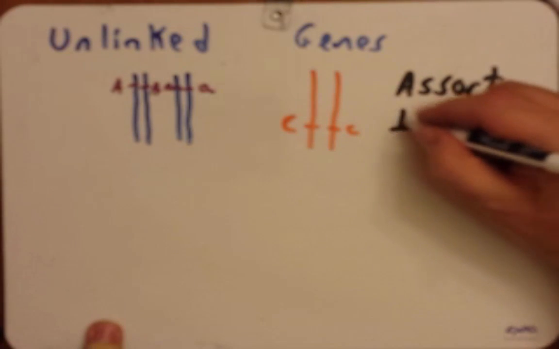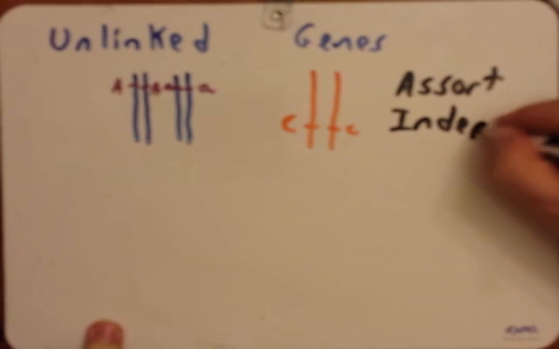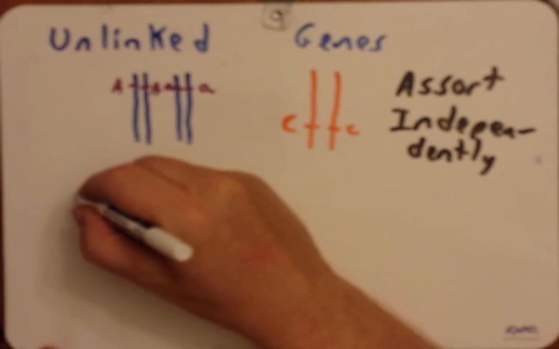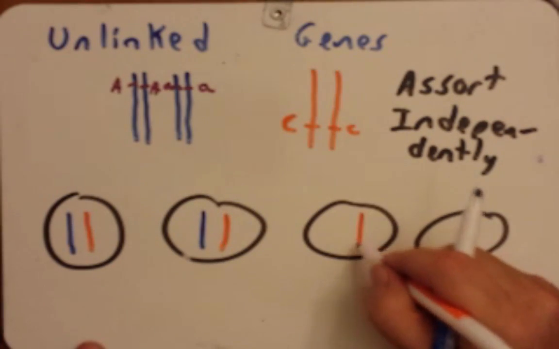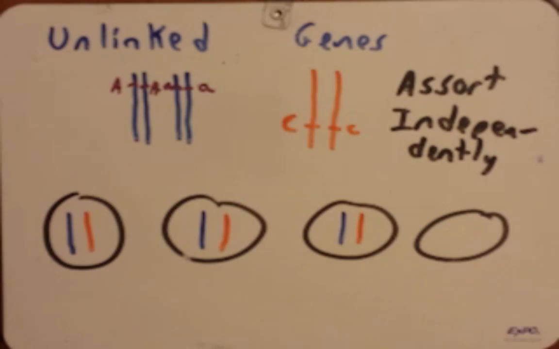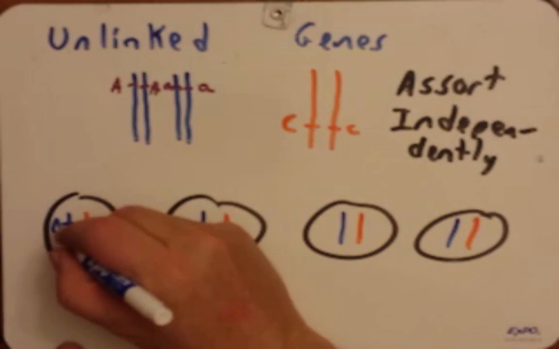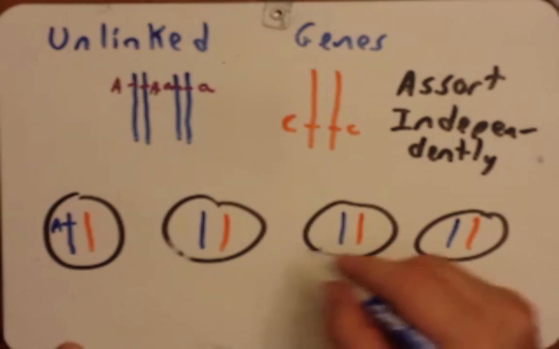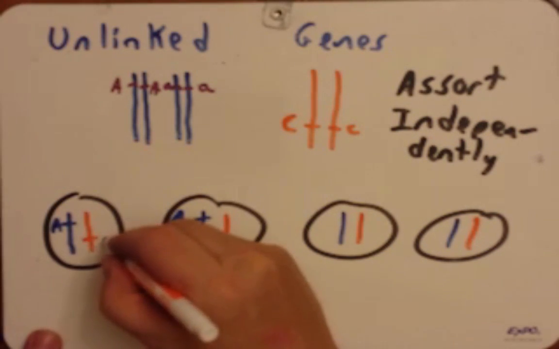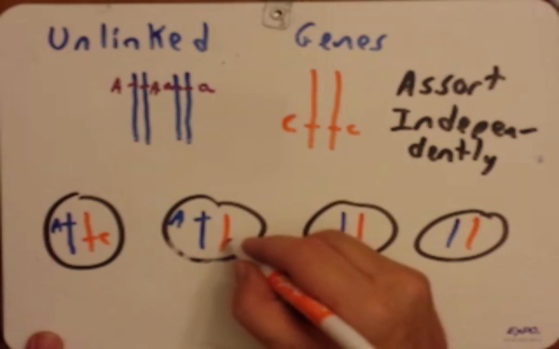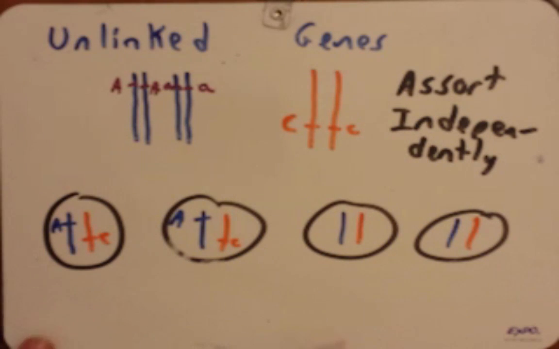These will assort independently. And our gametes are going to look like this. Remember, each of the chromosomes are going to go into each of the gametes. And if, say, big A goes in this one, and big A could go in this one, and it's just as likely to assort with big C as it is with little c.